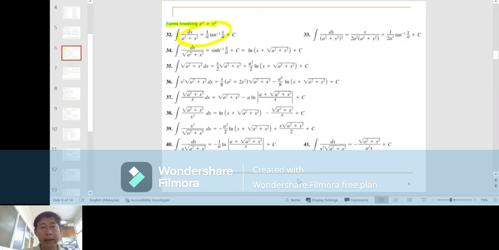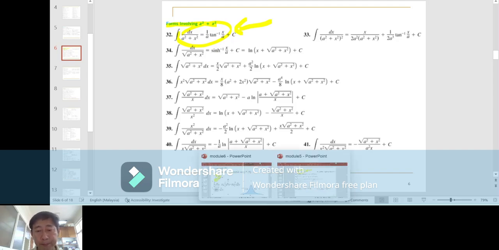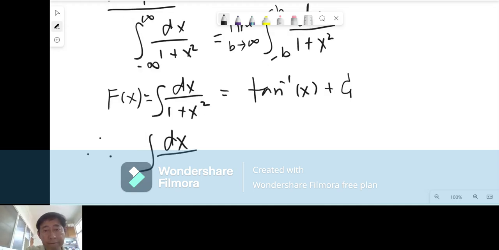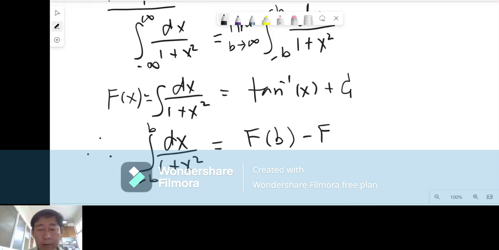According to item 32, the result of the integration of 1 over 1 plus x squared is simply arctangent x, with a taking the value of 1. So that is the answer to the indefinite integral, and we would have an arbitrary constant here. Therefore, the improper integration with the lower limit minus b to b can then be simply expressed as the capital F function evaluated at b minus the function capital F evaluated at minus b.